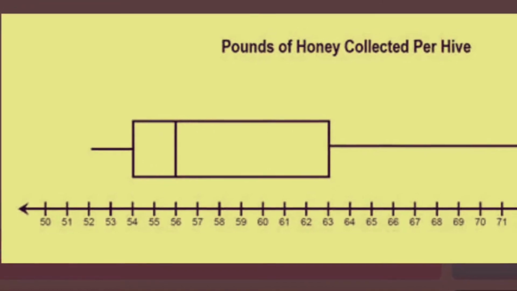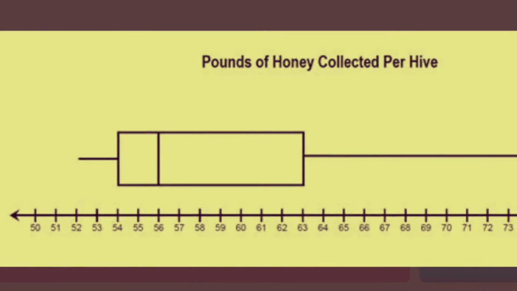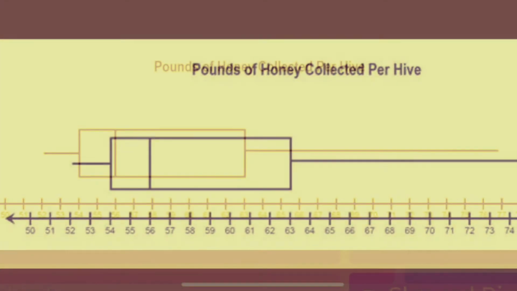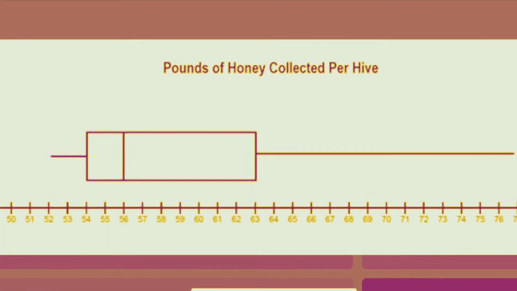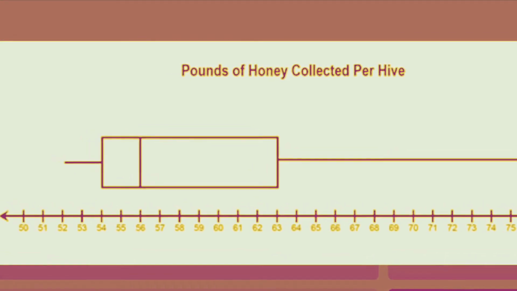The purpose of this video is to explain to you what it means by skew to the right. The box plots here show that the distribution is skewed to the right. Let me explain to you.